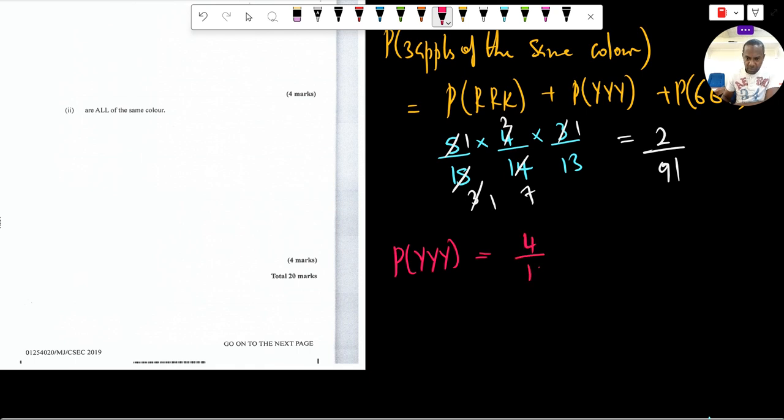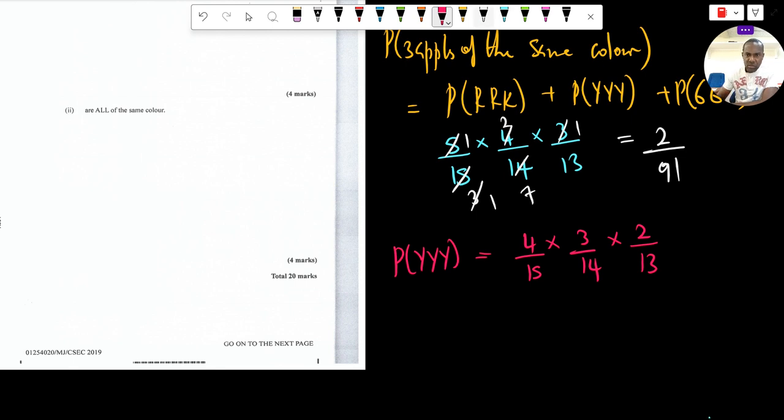Then this is 4 over 15, the probability of getting it. If the first was yellow, then the probability of getting a yellow on the second attempt is 3 over 14. And if the second was also yellow, the probability of getting a yellow on the third attempt is going to be equal to 2 over 13. All right? And how can we simplify these?